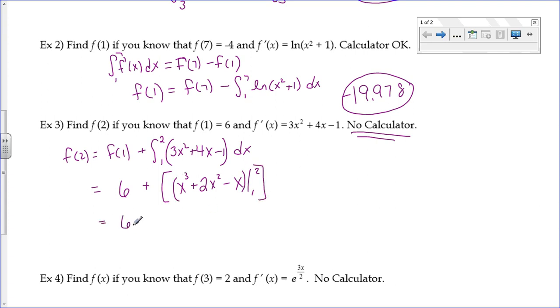And then that's going to be 6 plus 8 plus 8 minus 2 minus 1 plus 2 minus 1, which, trust me on this, after you go through everything and get an answer, you end up with an answer of 18. So, there you go. 18. F of 2 is 18 if the derivative is that.